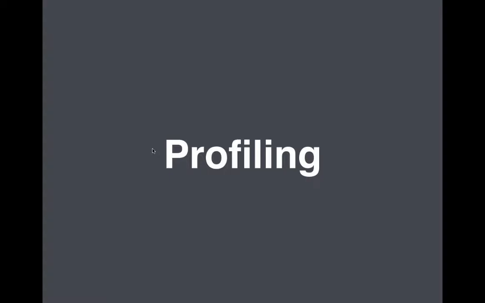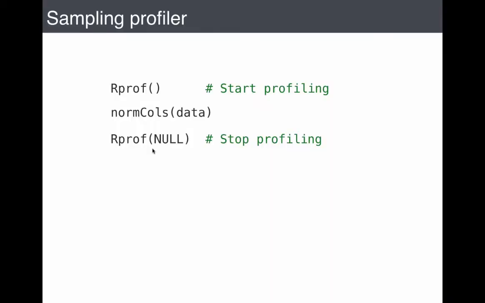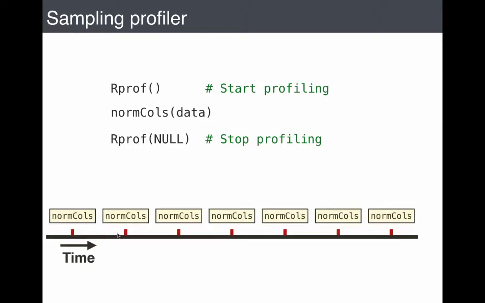So R has a built-in profiler. It's a sampling profiler, and what it does is it will tell you what the R process is doing over time. To use it, it's really simple. You just say Rprof, then you run your code, and you say Rprof(NULL), and that stops the profiler. So what happens is, let's say this is time along the x-axis here.